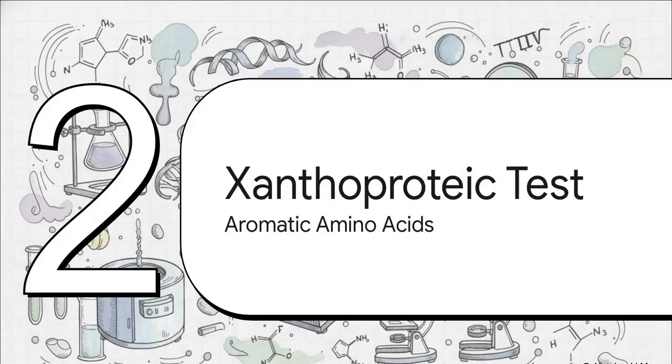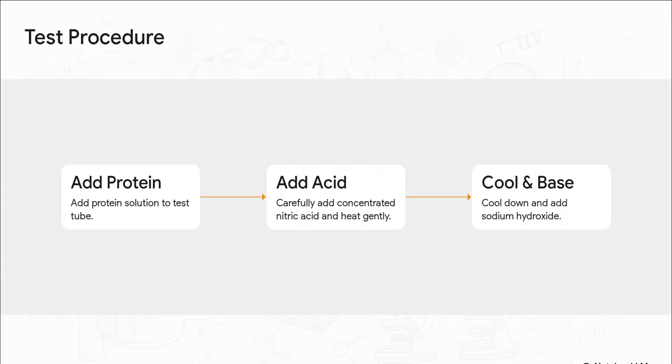Moving to Section 3, the Xanthoproteic Test, aromatic acids, nitrating the aromatic ring. For this case, we're actually widening our net to hunt for aromatic amino acids. This procedure requires a slightly more complex sequence. First, you add your protein solution to the test tube. Then, you very carefully add concentrated nitric acid, and just like before, apply some gentle heat.